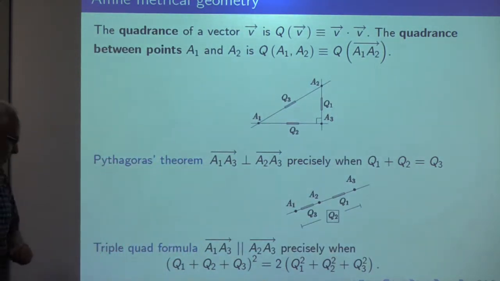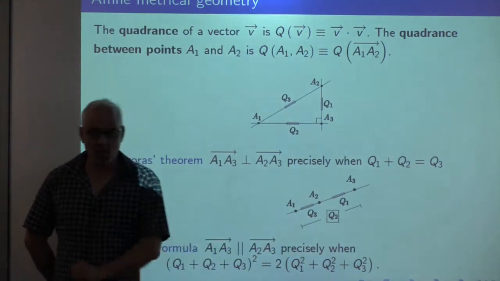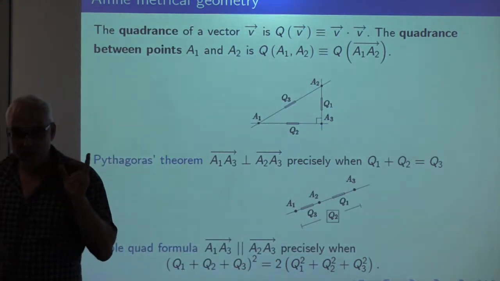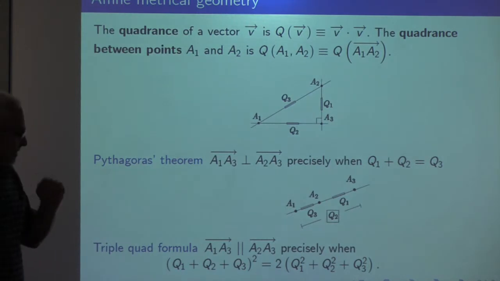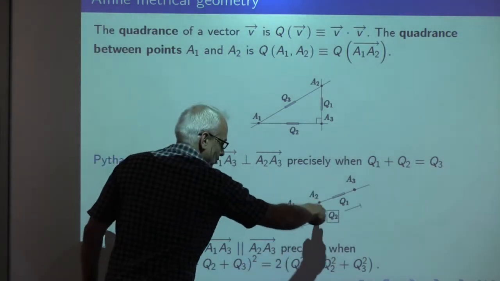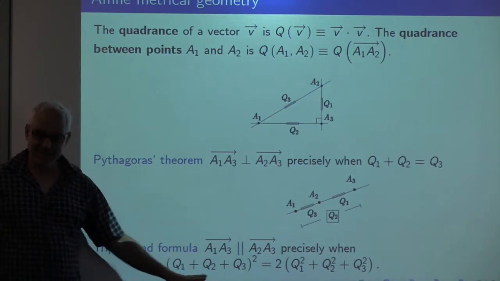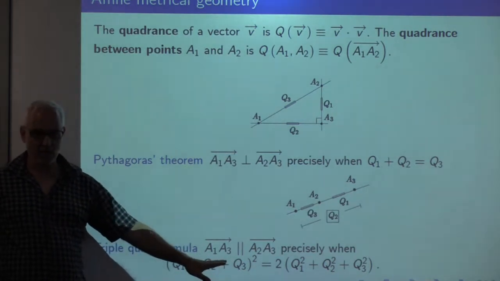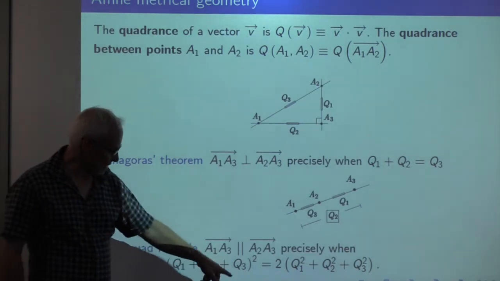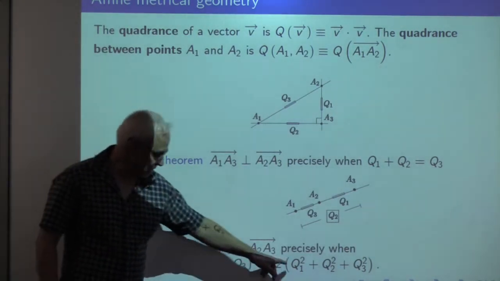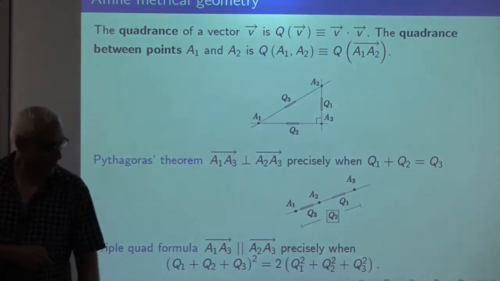And the second most important theorem in geometry, as far as I'm concerned, is this one here, which perhaps you don't know, but you should. It concerns three collinear points, and three quadrances formed by three collinear points, Q1, Q2, and Q3, and the collinearity is reflected in this somewhat more complicated relation: (Q1 plus Q2 plus Q3) squared equals 2 times (Q1 squared plus Q2 squared plus Q3 squared).